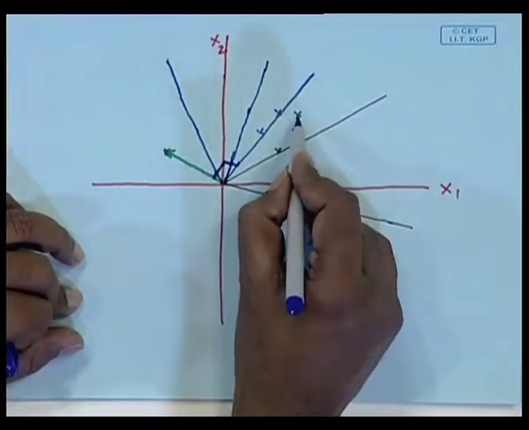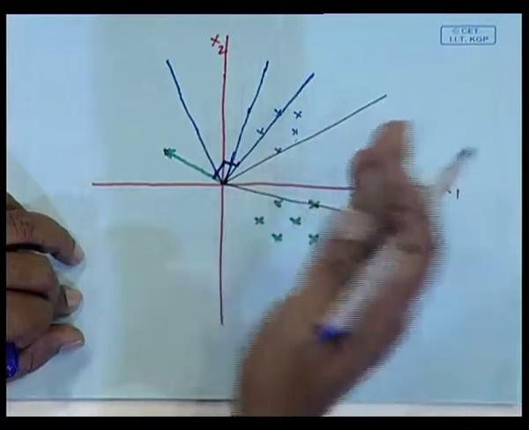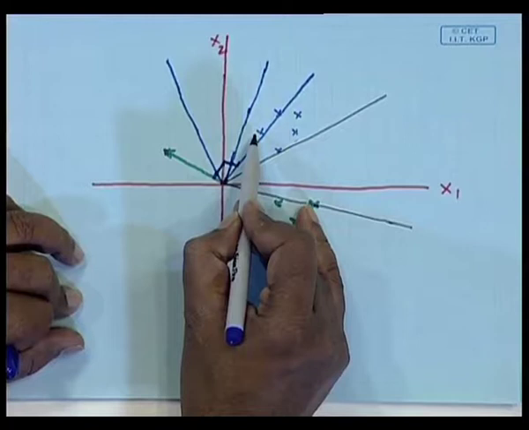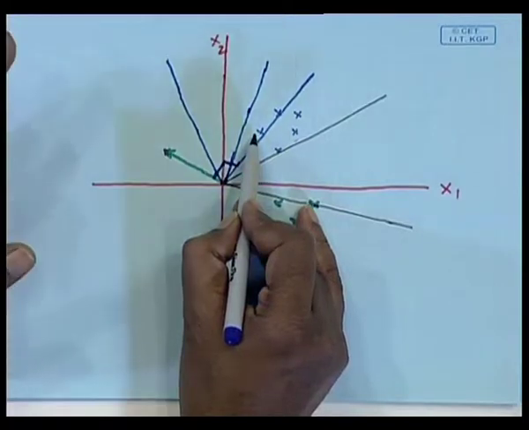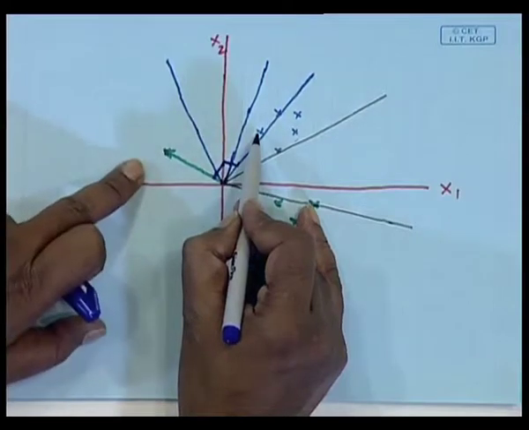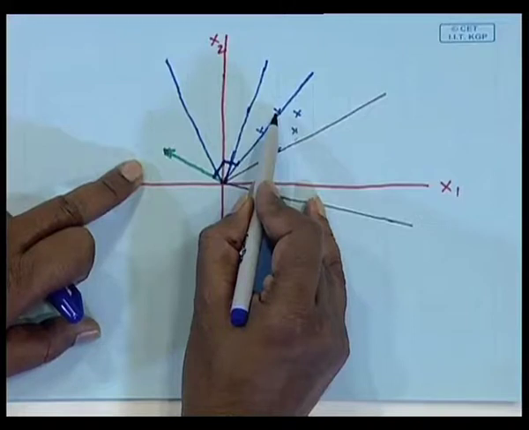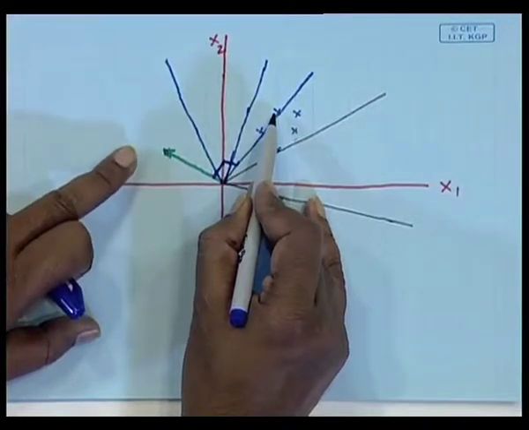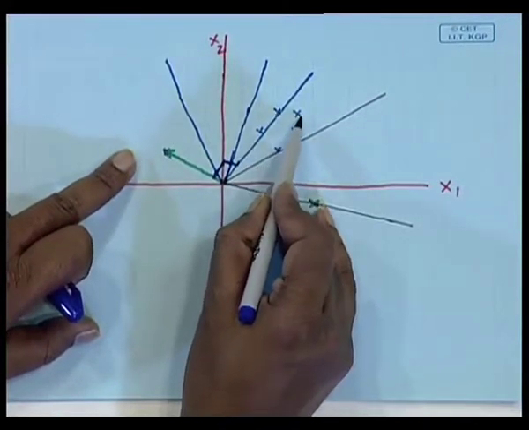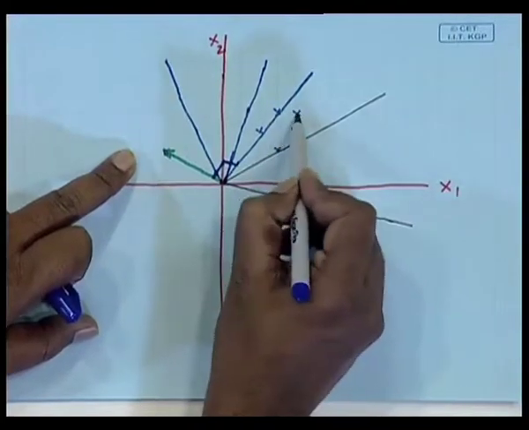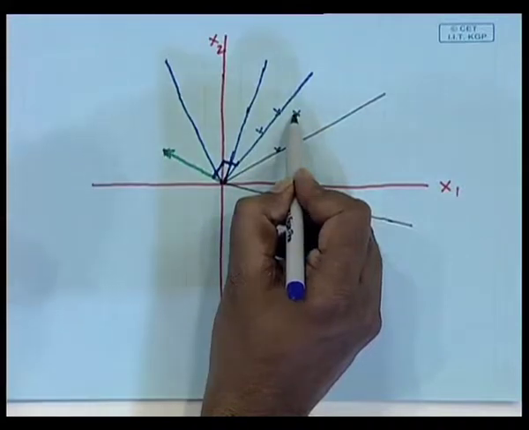Now, suppose I take the samples in a sequence, say this is my y 1. I initially considered this sample for testing and found that it is properly classified, so I do not modify my weight vector. Then I considered this sample, which is also properly classified, so I do not modify my weight vector. The third sample is possibly this one. For this sample, I find that A transpose y has become less than 0, because this sample is misclassified.